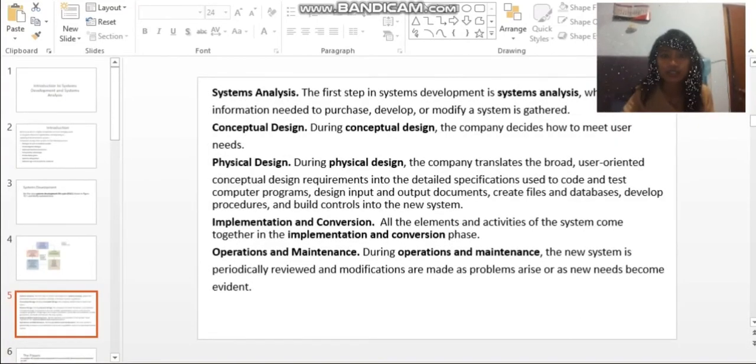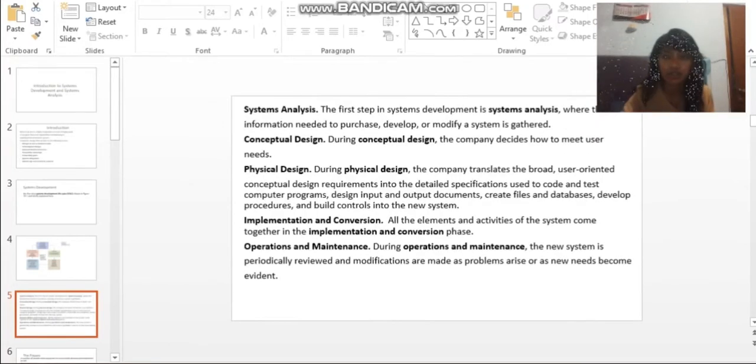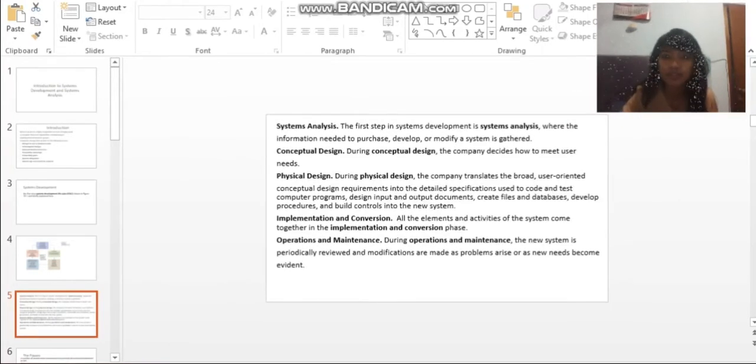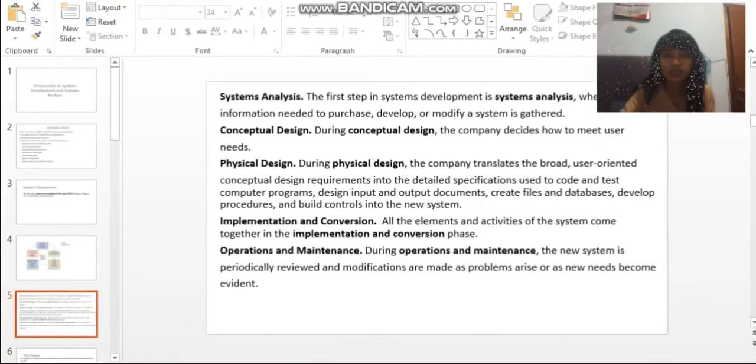System analysis. The first step in system development is system analysis, where the information needed to purchase, develop, or modify a system is gathered. Conceptual design. During conceptual design, the company decides how to meet user needs. Physical design. During physical design, the company translates the broad, user-oriented conceptual design requirements into the detailed specifications used to code and test computer programs, design input and output documents, create files and databases, develop procedures, and build controls into the new system.